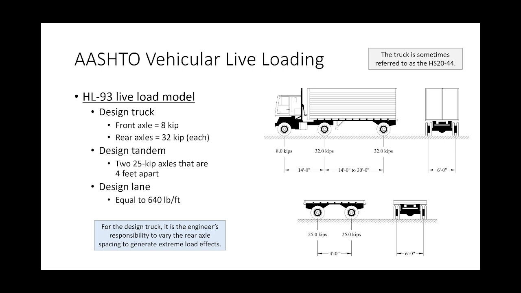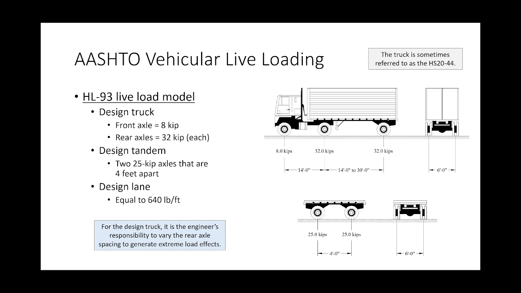The tandem is one of two vehicles that you apply. The tandem looks like this. It's two 25 kip axles that are spaced 4 feet apart. So imagine like a really heavy trailer or a really heavy concentrated load that you would see hauled by some exclusionary vehicle.